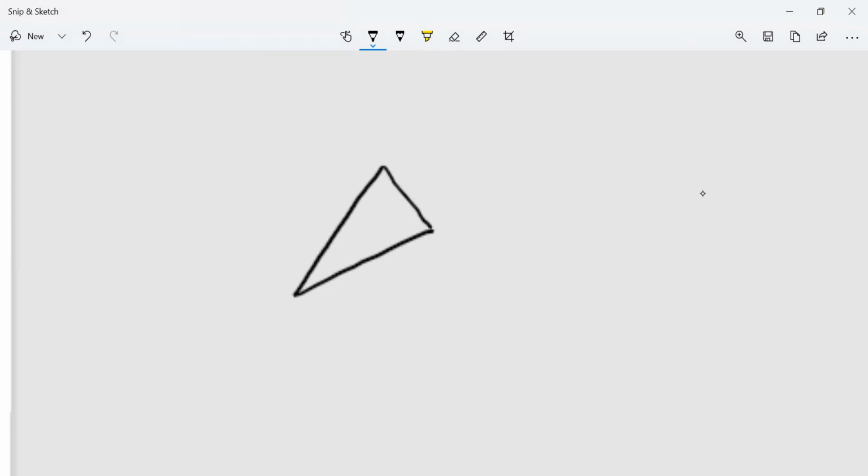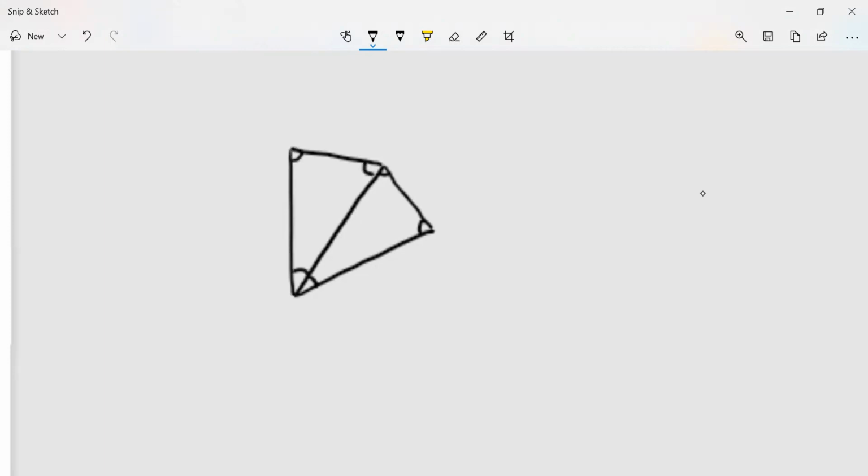We said that a triangle, the angles on the inside add up to 180. So let me mark my three angles. Whatever those measurements are, they're going to add up to 180. But in this case, let me add a second triangle here.